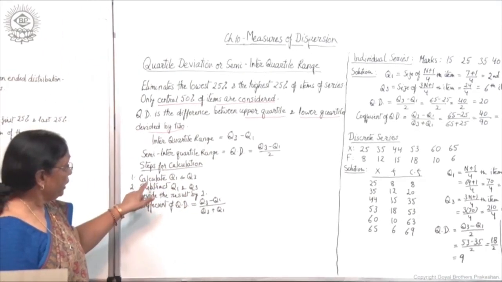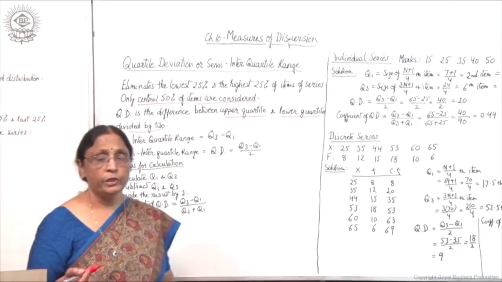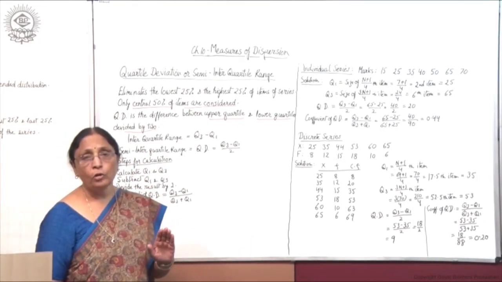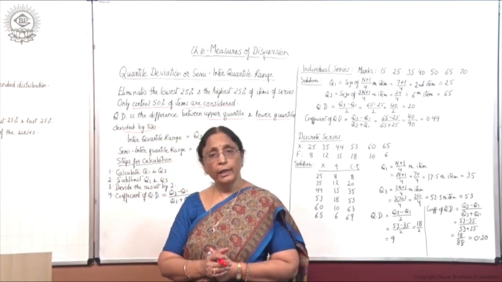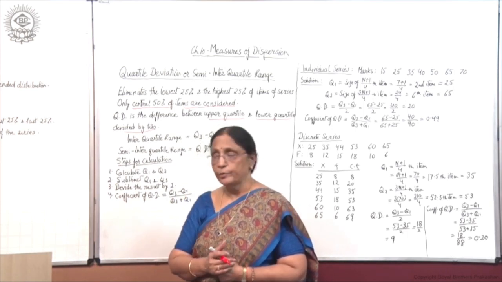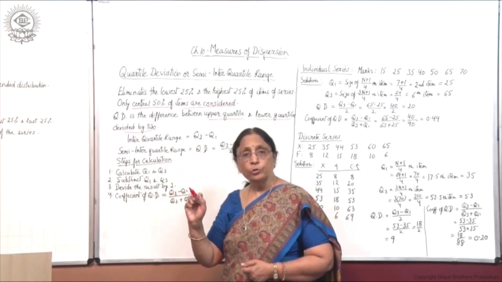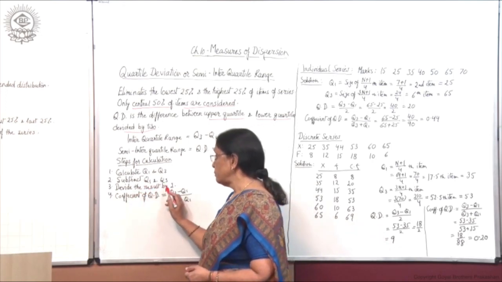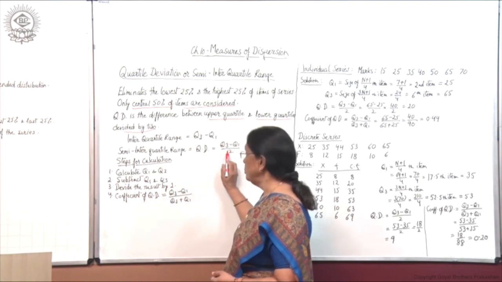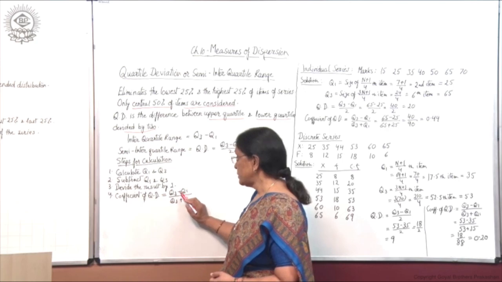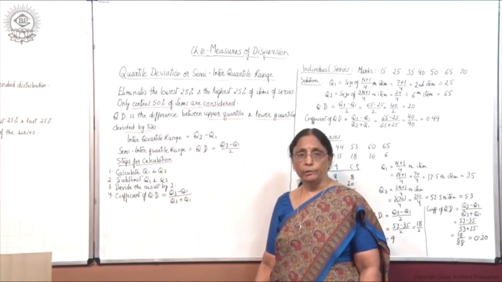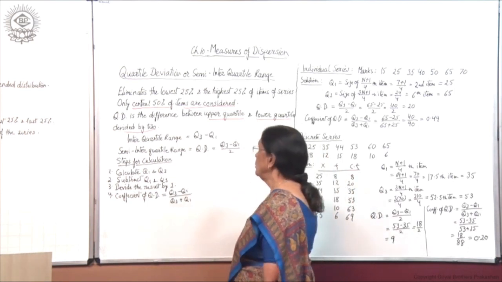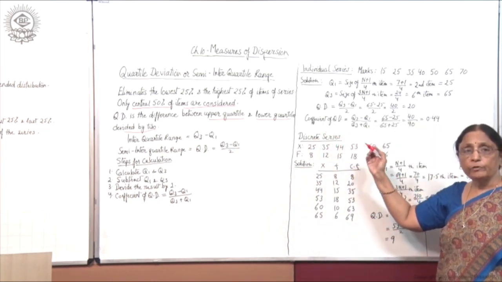Now what are the steps for calculation? Calculate Q1 and Q3 first, as you did in the previous chapter. Subtract Q1 from Q3, you know Q3 is higher, and divide the result by 2. So (Q3 minus Q1) upon 2, this you have to calculate. Coefficient of quartile deviation is (Q3 minus Q1) upon (Q3 plus Q1). This is the relative measure. Now we will take the calculation in different types of series.